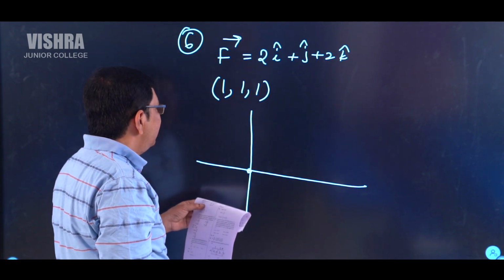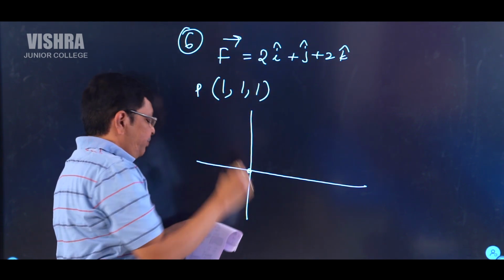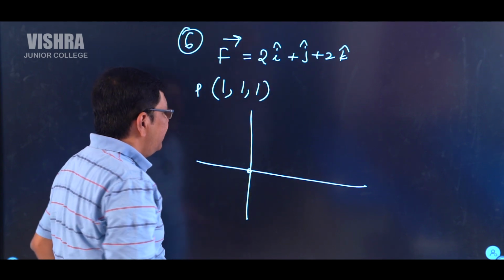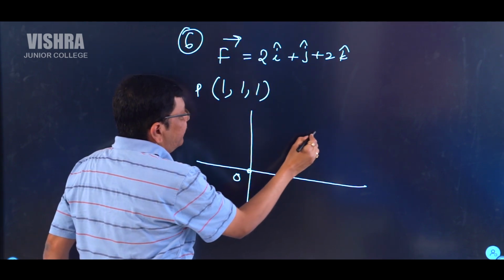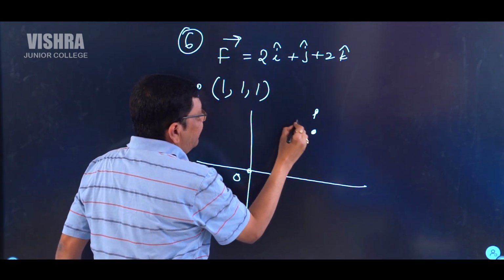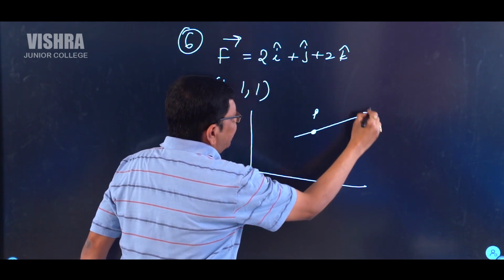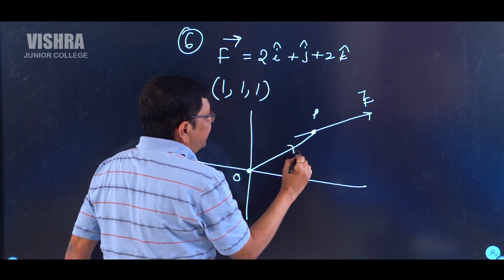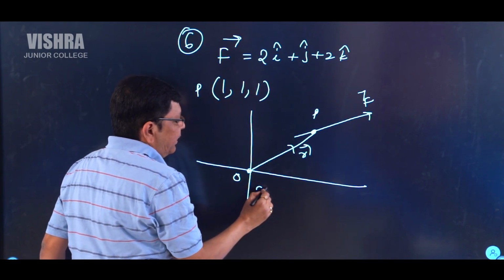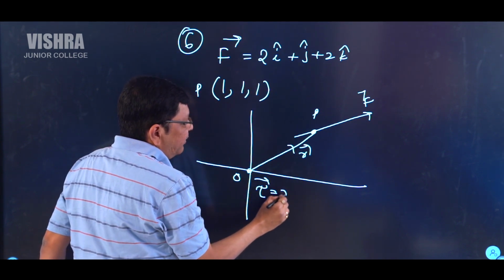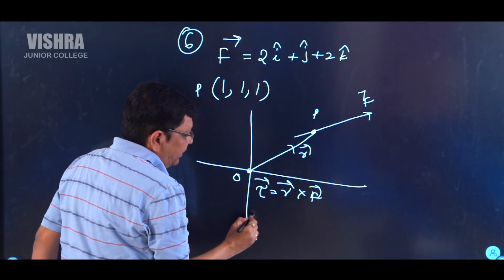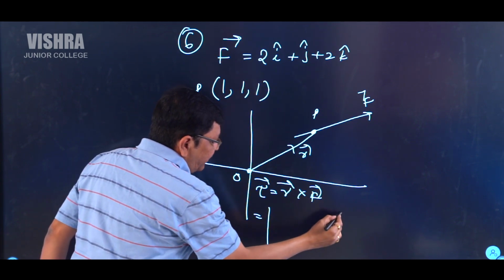Here the force is acting on this point P. He is asking the torque of the force about the origin, so about the origin we have to calculate. This is the point P. About point P the force is acting. What we will do is from O to this point we will go for the position vector R bar. Then the torque acting on the point will be R cross F. So here R cross F is a cross product.